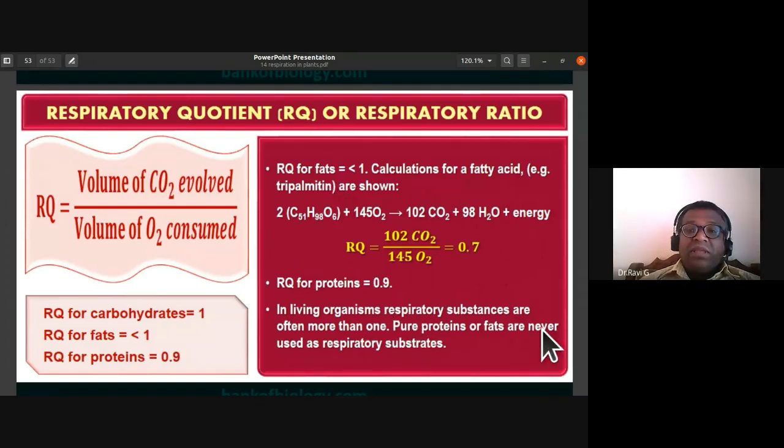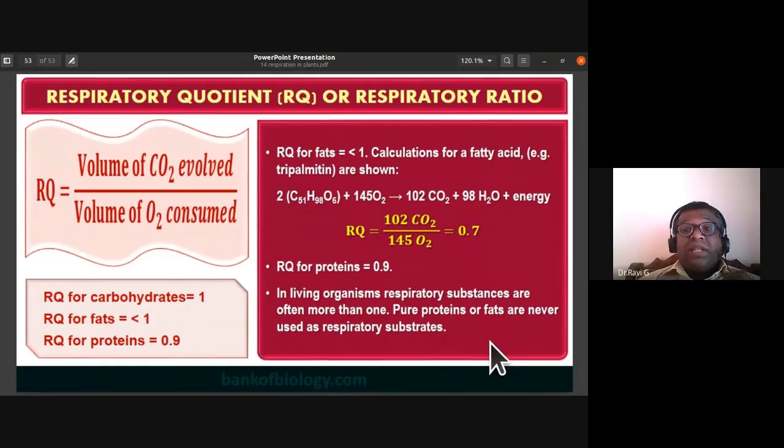In living organisms, the respiratory substrates are often a mixture, and pure proteins or fats are never used as respiratory substrates. The respiratory quotient for fats and proteins is less than 1. That is one point we have to remember. The respiratory quotient is greater than 1 for organic acids.